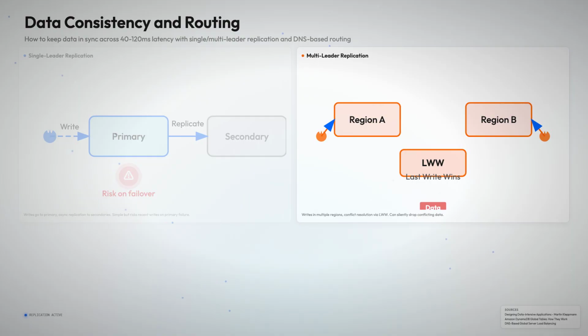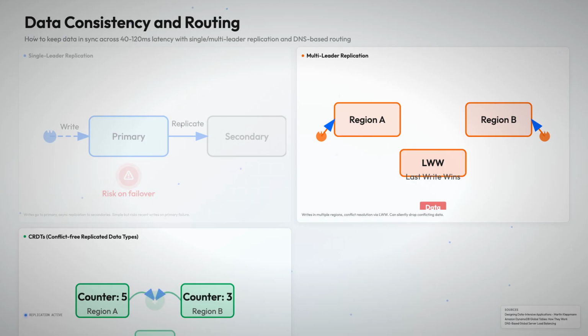Multi-leader allows writes in multiple regions, but conflict resolution is needed. Default is last write wins, which can silently drop data. For specific cases, CRDTs like counters merge automatically without coordination.